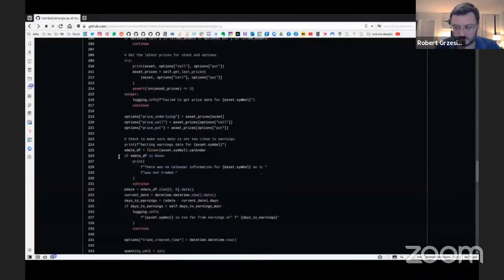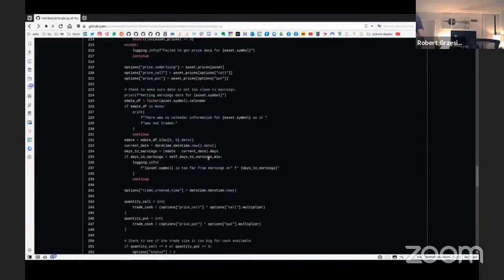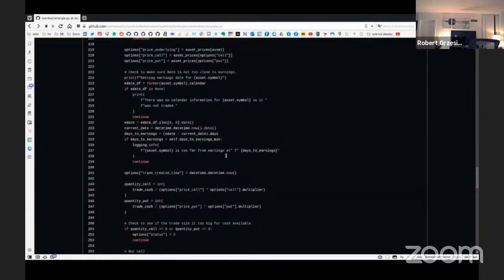We will be looking at the information from Yahoo Finance, getting the ticker information. It's very helpful for us. Try to get the days to earnings and try to find out if it's too close or far enough away that we can make the movement.